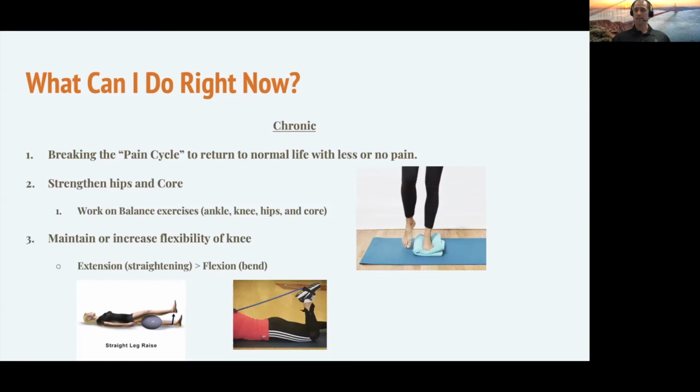And like I said, hip and core are hugely helpful. Same with the ankle, especially if we're having a hard time with knee movement or knee exercises. Balance is the best thing to work all of those. It's also very functional. Now, you have to be careful with balance because you can fall.